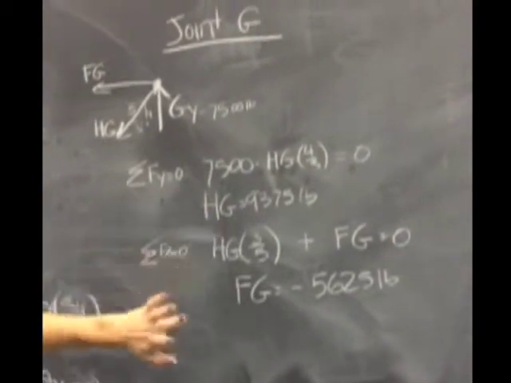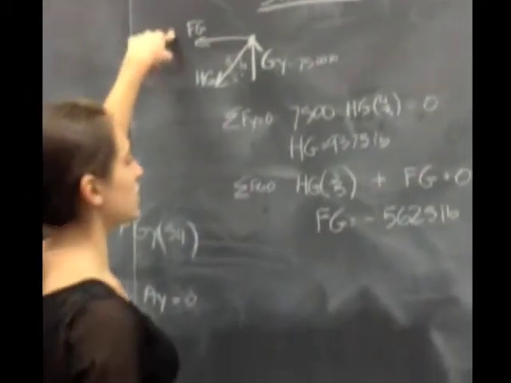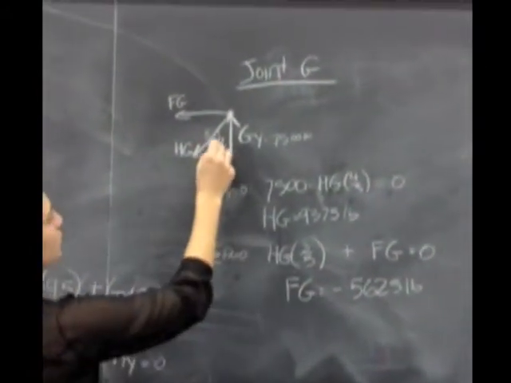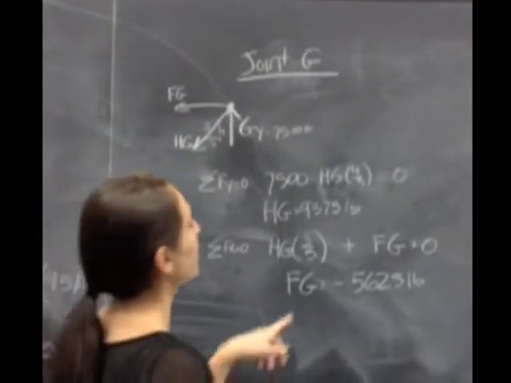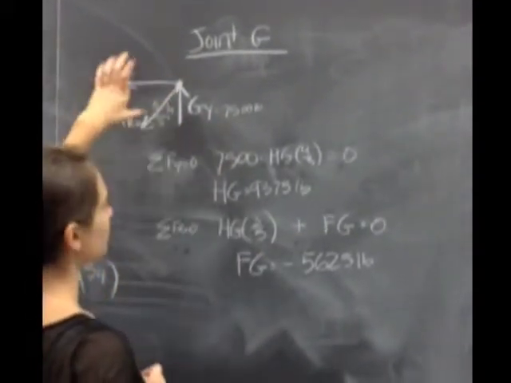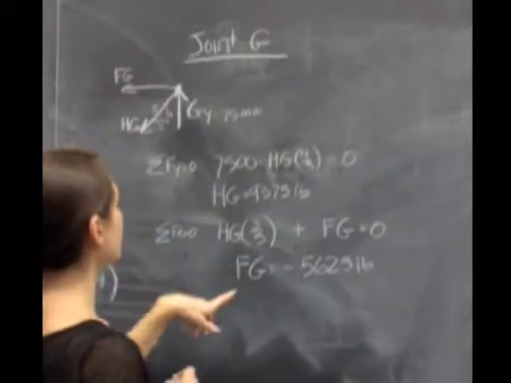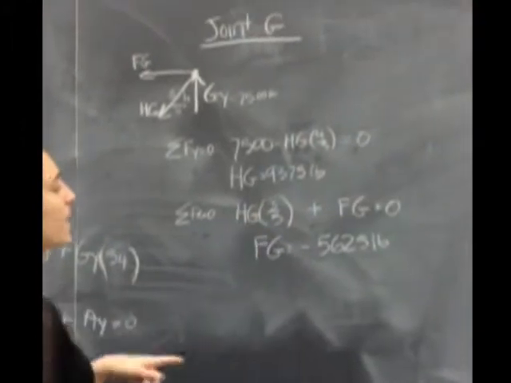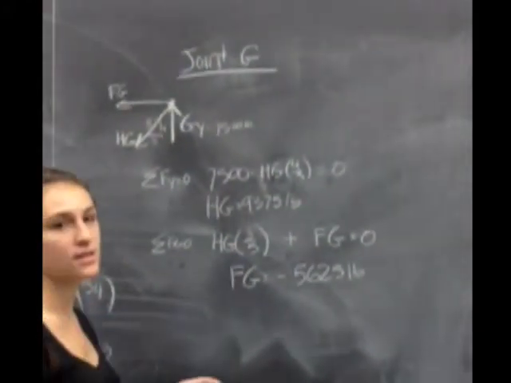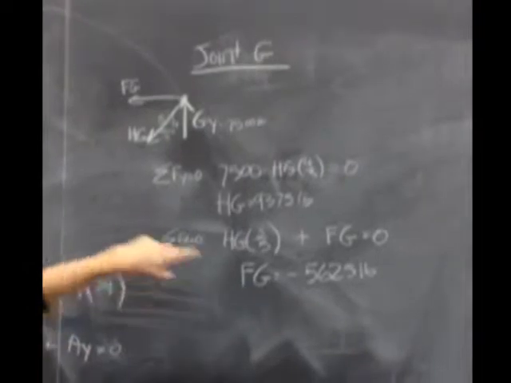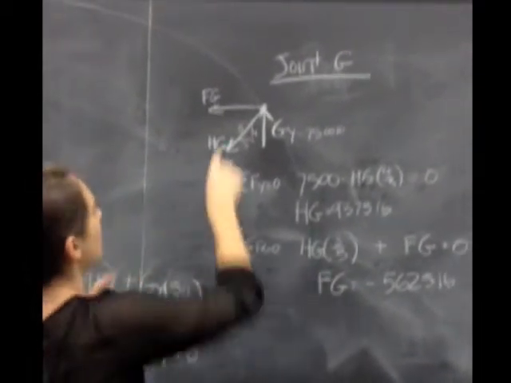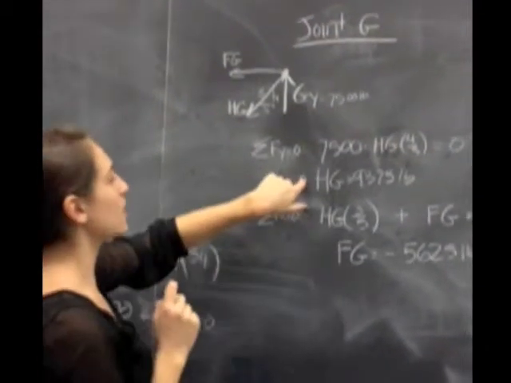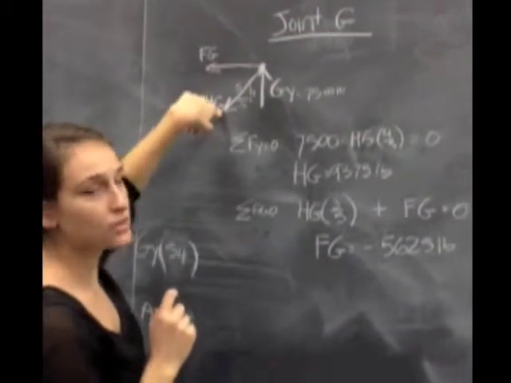You then use that number to do sigma Fx to find FG. So in the x direction, HG times this horizontal 3 over 5 plus FG, because they're both in the same direction, equals 0. When you plug in this 9,375 for HG, FG comes out to negative 5,625 pounds, which means it's 5,625 pounds, but actually in the other direction, which means it's a compression force, as opposed to this HG, which is pulling down, which is the tension force.